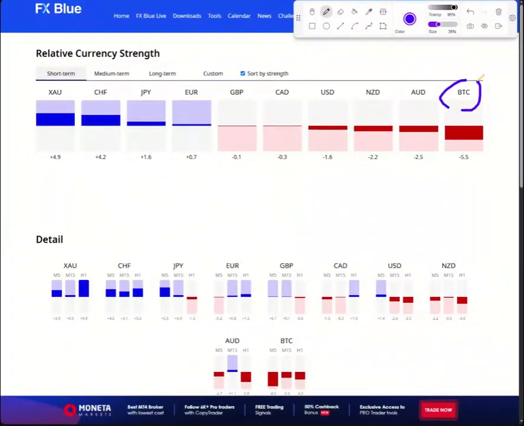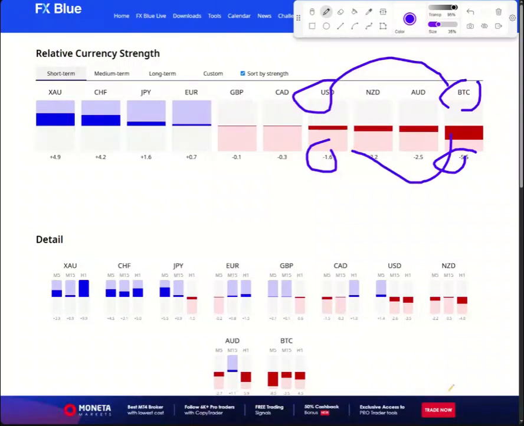You can see the weakest. USD is stronger than BTC. USD is at negative 1.6, BTC is at negative 5.5. You should be selling BTC-USD. I hope you get it. When Brian Muridhi and others said BTC is strong, I hope you get it.